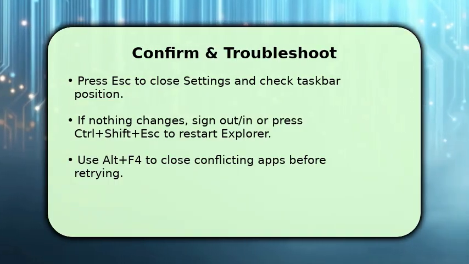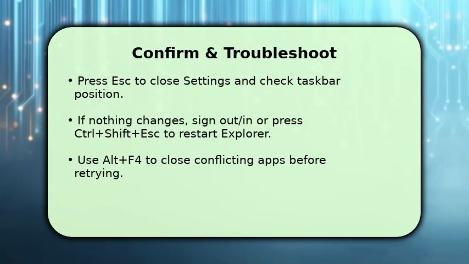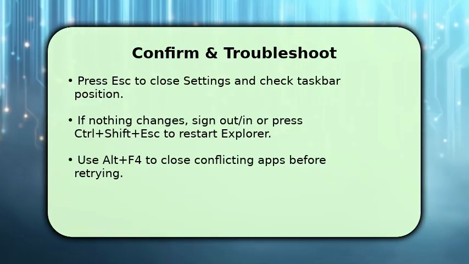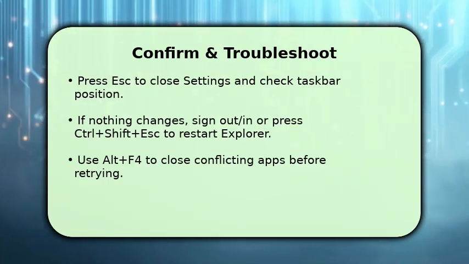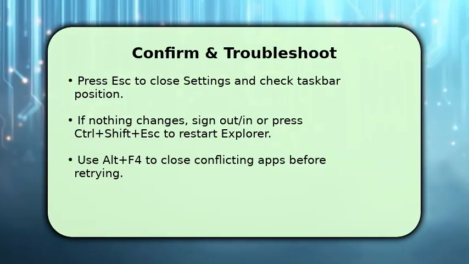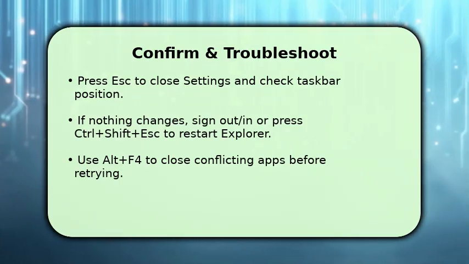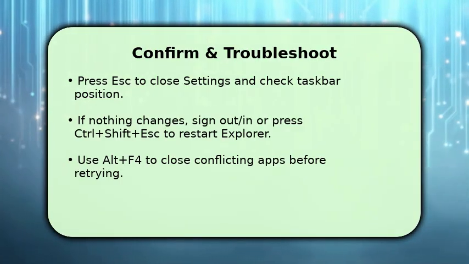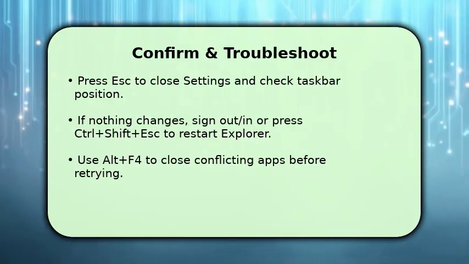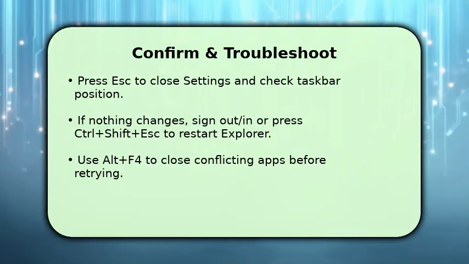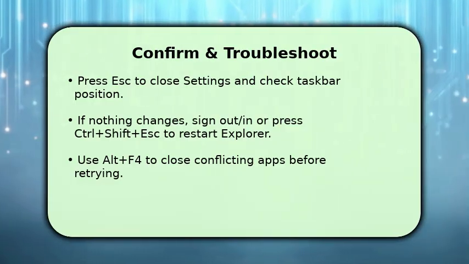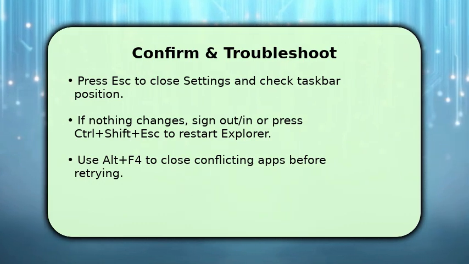If the bar didn't move, sign out and sign back in, or press Ctrl plus Shift plus ESC to open Task Manager, select Windows Explorer, and restart. That forces UI updates. If an app prevents changes, close it with Alt plus F4 before retrying. These final steps ensure changes persist and give one clear troubleshooting tip. Restarting Explorer fixes most keyboard-applied layout updates when they don't appear immediately.